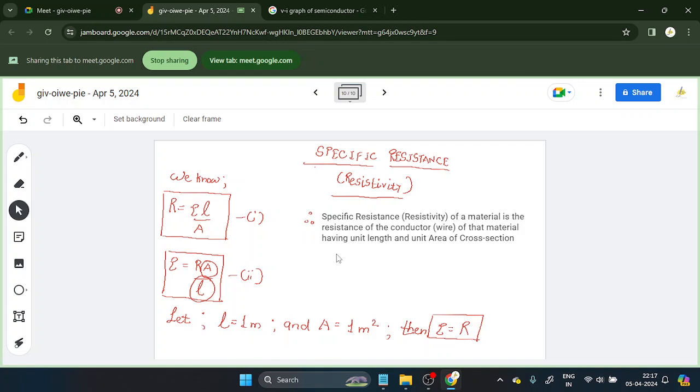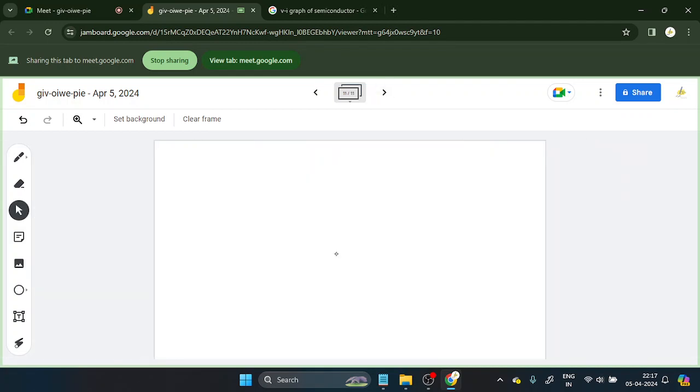For example, let me give you an example. There is also a table given in your book. You can consult the book for more examples on specific resistivity. The specific resistance of some substances is given at 20 degrees centigrade. For silver, it is equal to 1.63 into 10 to the power minus 8 ohm meter. Ohm meter is the unit of specific resistance or resistivity, while for resistance it is always ohm.